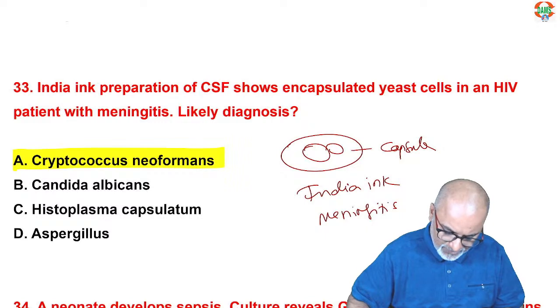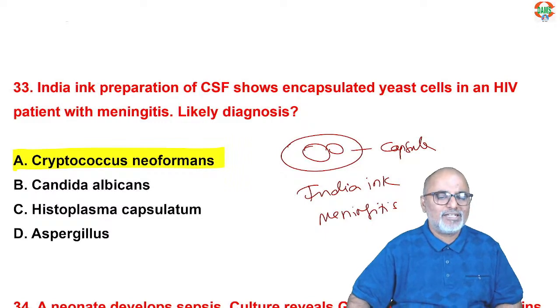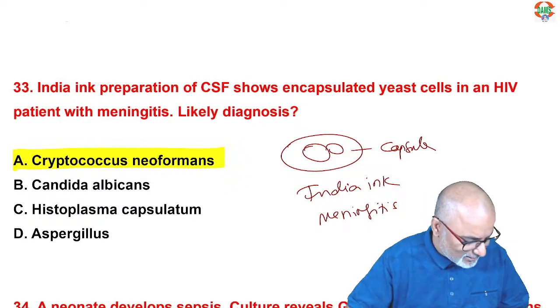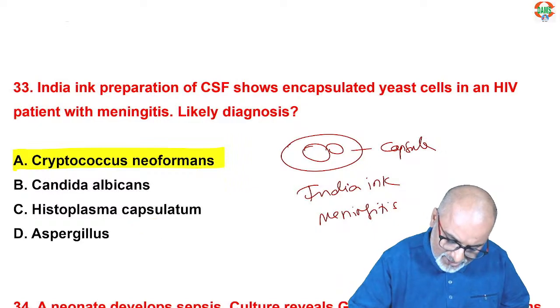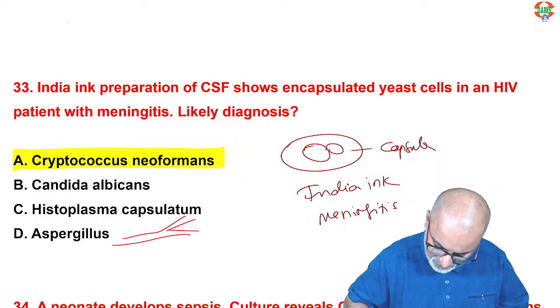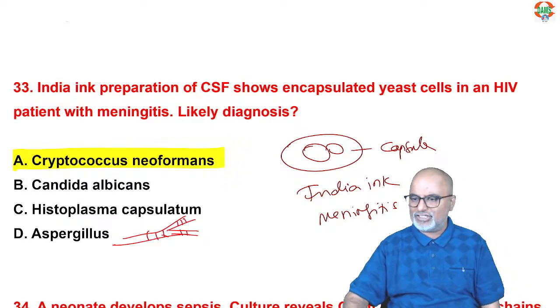Candida produces pseudohyphae. Histoplasma capsulatum, yeast inside the macrophage. Aspergillus has septate hyphae, like this, with 45-degree angle branching.